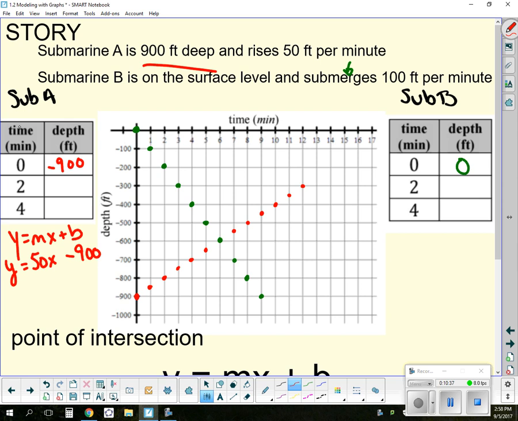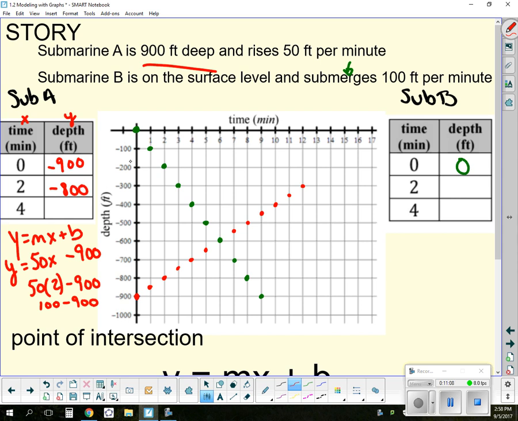Using that equation, let's figure out what would happen at time 2. What would his depth be? Well, if you plug 2 in for your x, and we're leaving depth as y, you also could have called them t and d, that would have been fine. Plug 2 in for your x, 50 times 2 minus 900. 50 times 2 is 100, minus 900 should give us a depth of negative 800.